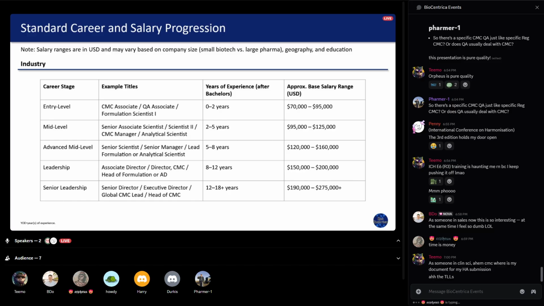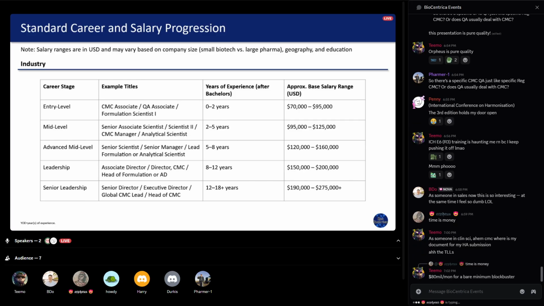Okay, so for career progression and salary, this one is very, very variable. Entry level and mid-level sometimes overlap. I specifically put the years of experience after your bachelor's degree. The bachelor's degree, you'll see in a lot of job postings, is sort of the baseline, and that's why these are going to be your associate roles. Then you move up a little bit to scientist roles as you get career progression.